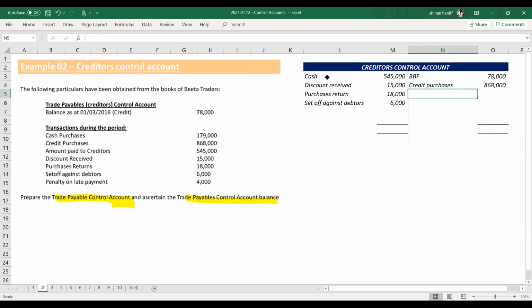Late pay. That will increase the credit. So if you get the answer 366,000, that is correct.